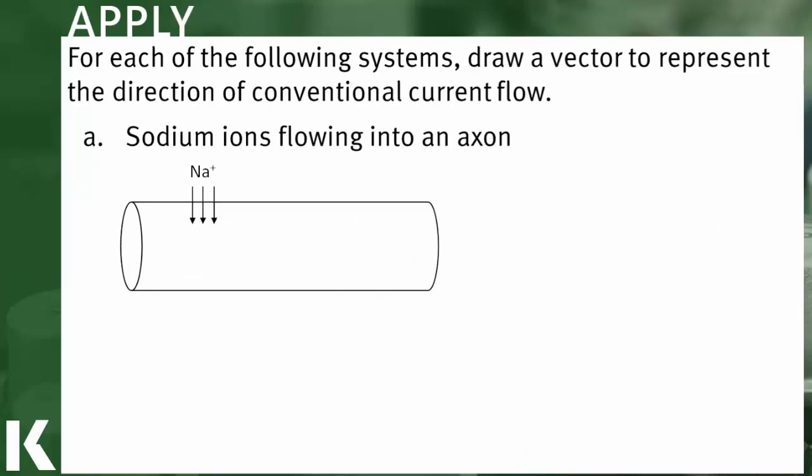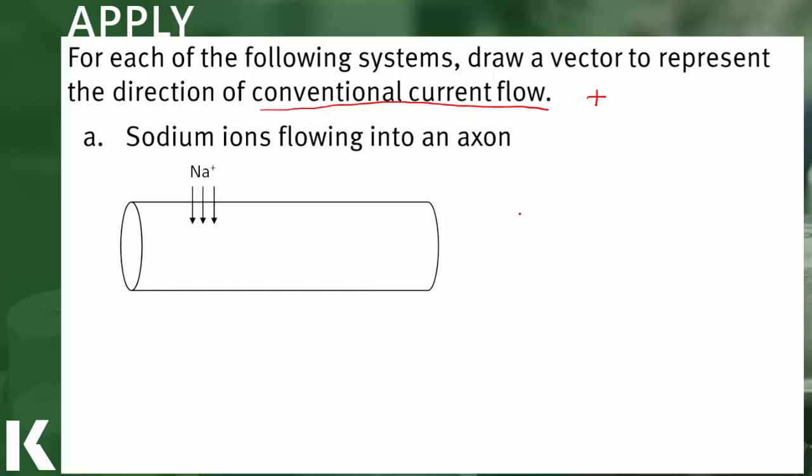So for each of the following systems, we are asked to draw a vector to represent the direction of conventional current flow. And so when you see conventional current flow, or really just current flow in general, I want you to think positive charge flow. So we're looking for positive charge flow.